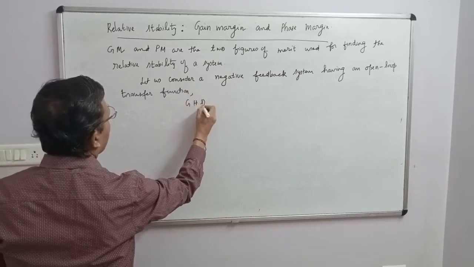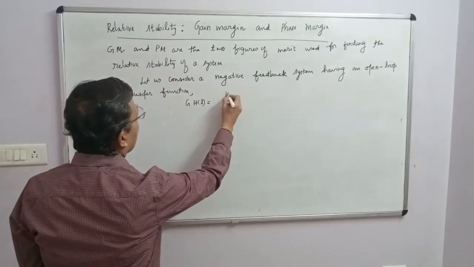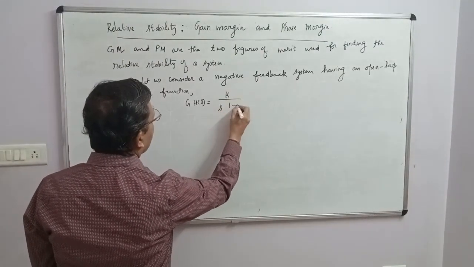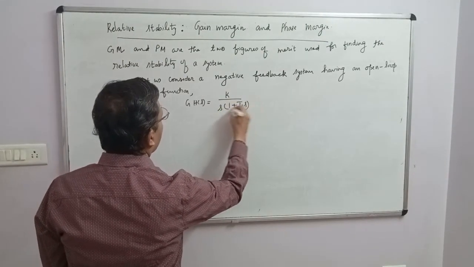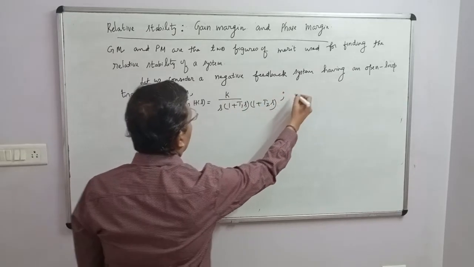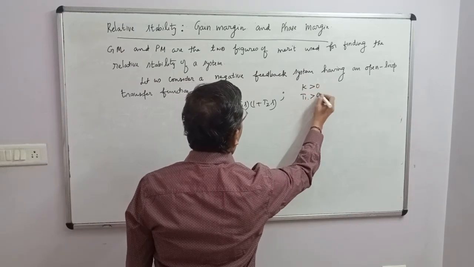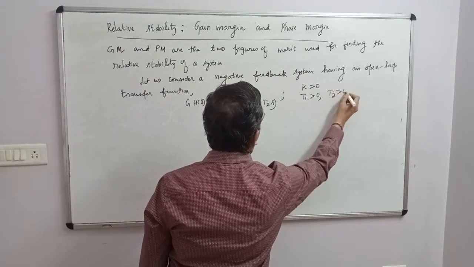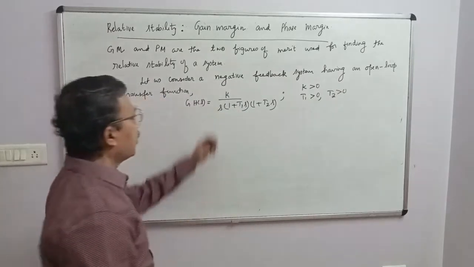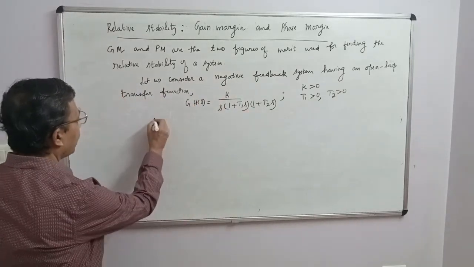GH of S, which is the same as G of S H of S, equals K divided by S into 1 plus T1S into 1 plus T2S. Please note that K is greater than 0, T1 is greater than 0, and T2 is greater than 0.